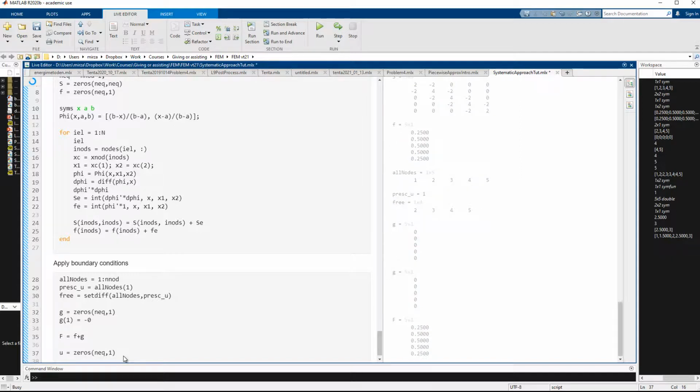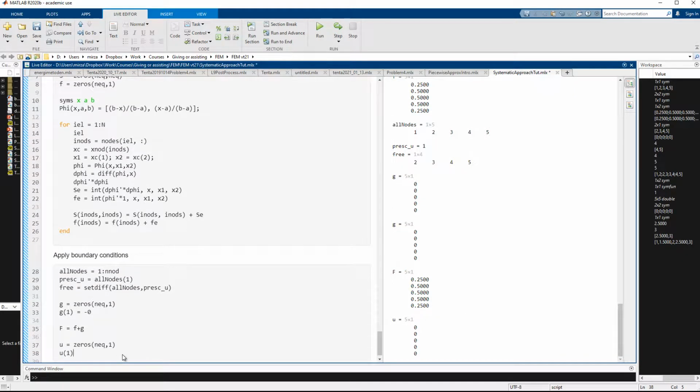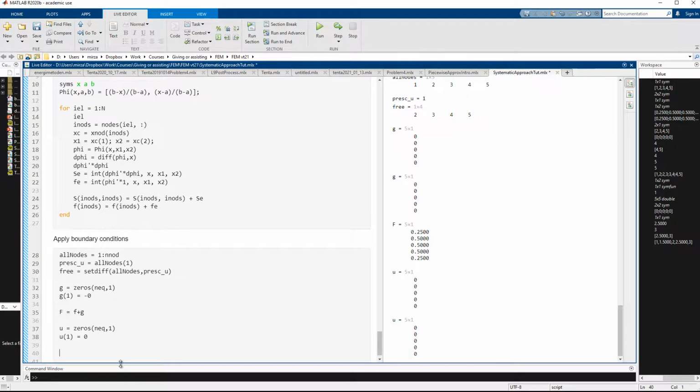Again, this is redundant, so I have a bunch of zeros, and I'm going to take the one that I know and set that to a value that I know, and it's 0 here. Again, really redundant, but I'm doing it anyway just to show you. Okay, so I have now inserted everything that is known. Now I can solve the system. So I can do U free.